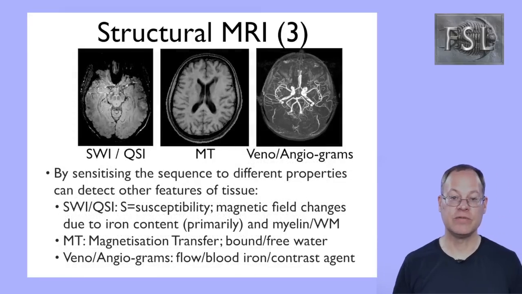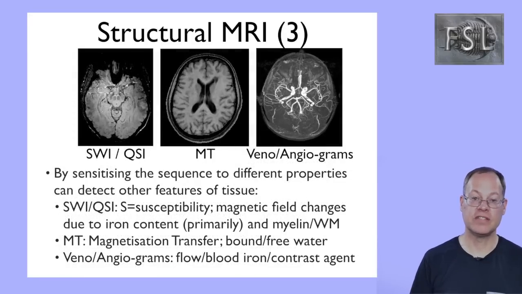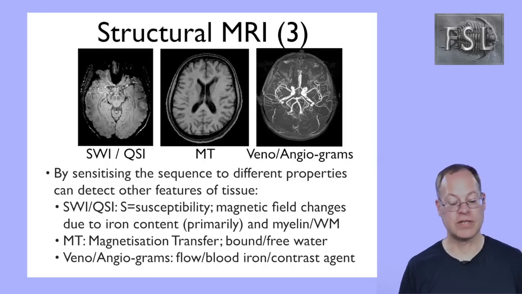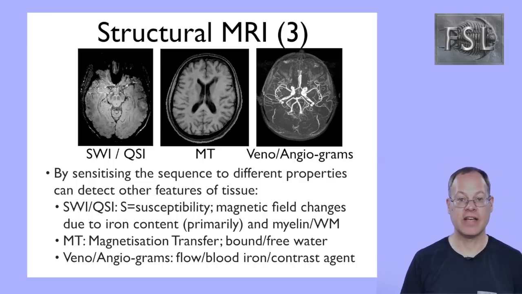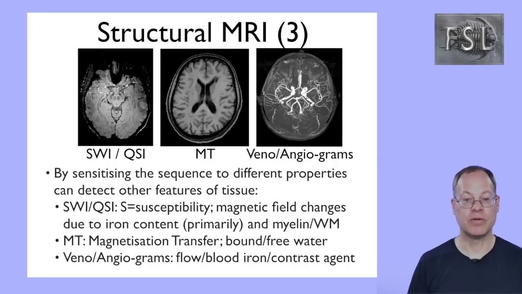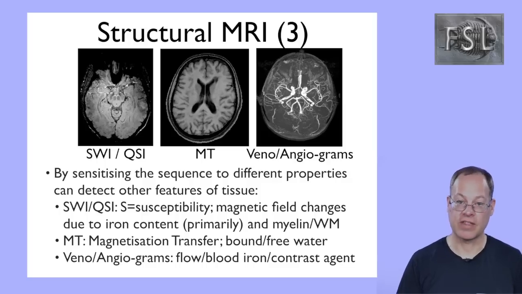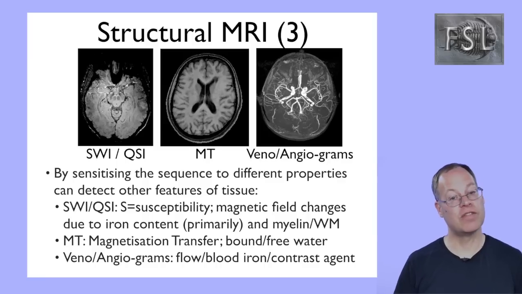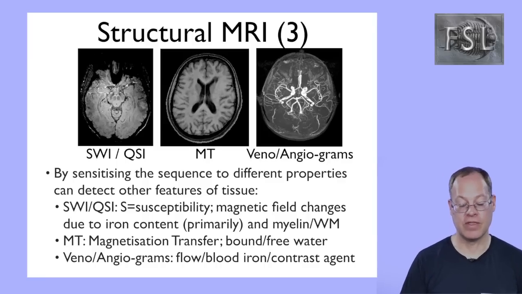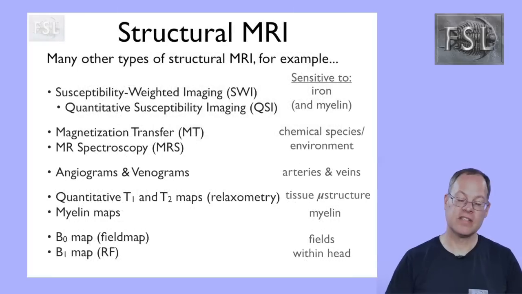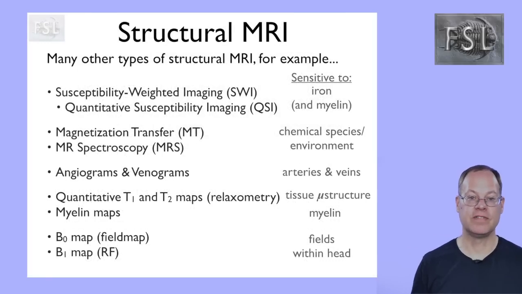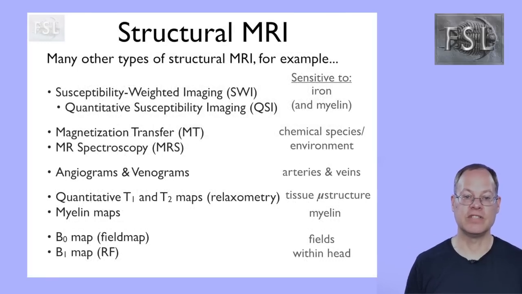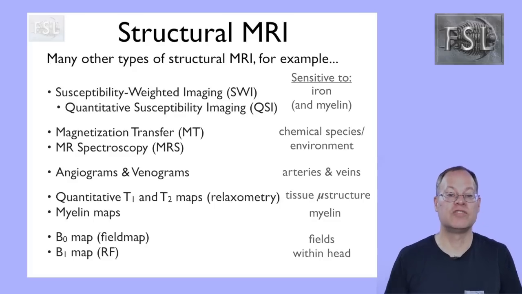There are also other kinds of sequences. Here are another three: susceptibility weighted or quantitative susceptibility imaging, which highlights aspects of iron content within different tissues. There's also magnetization transfer, which is another way of highlighting aspects of pathological tissues typically, or venograms and angiograms, which actually allow you to look at the vessel network, the blood supply within the brain. And so these are some of the kinds of acquisitions which sit within the realm of structural MRI.